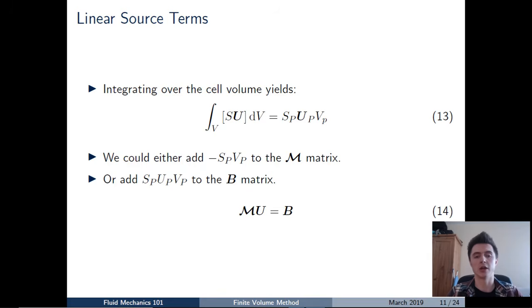We could add the entire term SPUPVP to the b vector instead. So there are two different treatments that we have for source terms. We can add them to the left-hand side as implicit terms, or we can add them to the right-hand side as explicit terms.